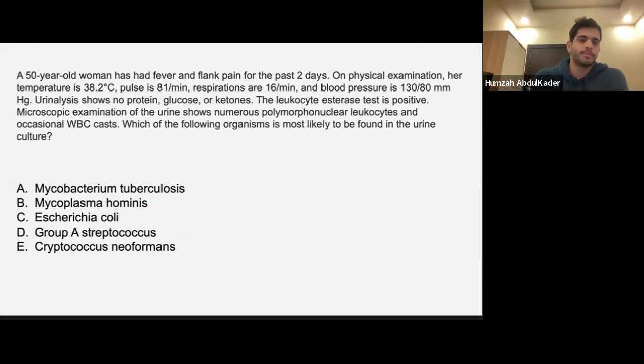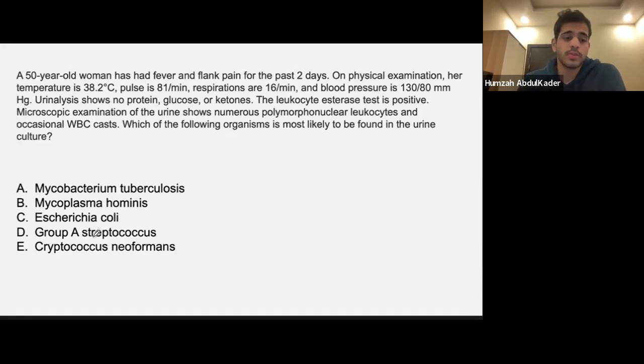Okay, let's go over the question. A 50-year-old woman has had fever and flank pain for the past 2 days. On physical examination, her temperature is 38.2, pulse is 81, respirations are 16, and blood pressure is 130/80. Urinalysis shows no protein, glucose, or ketones. Leukocyte esterase test is positive. Microscopic examination of the urine shows numerous polymorphonuclear leukocytes and occasional WBC casts. Which of the following organisms is most likely to be found in the urine culture?